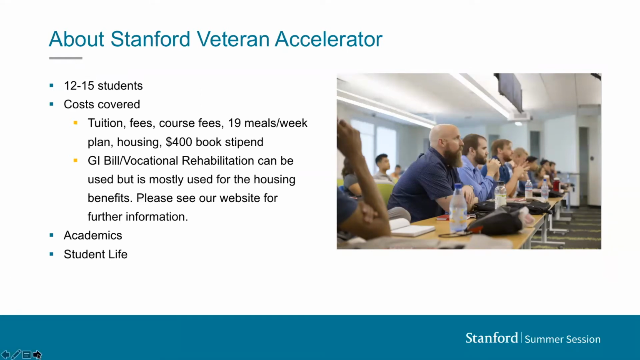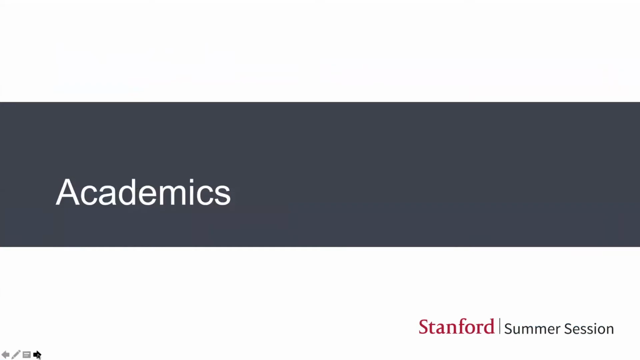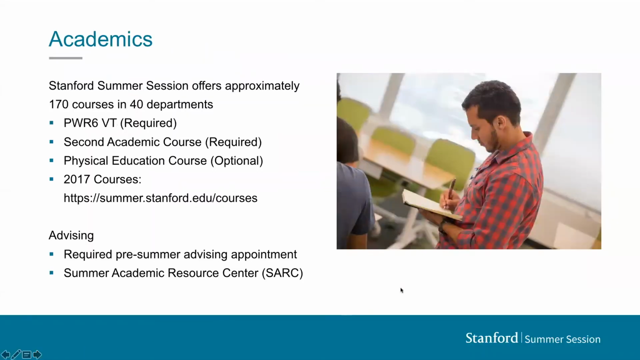So now we'll go ahead and move on to academics. And here are a lot more details about the types of classes you'll be taking if you are in the Veteran Accelerator program. Summer session offers approximately 170 courses from 40 different departments. So we have a wide variety of different types of classes, and these meet all of our students' interests and needs. Students in the Veteran Accelerator program have to take a minimum of 2 and a maximum of 3 classes. So we'll jump into what those classes are.